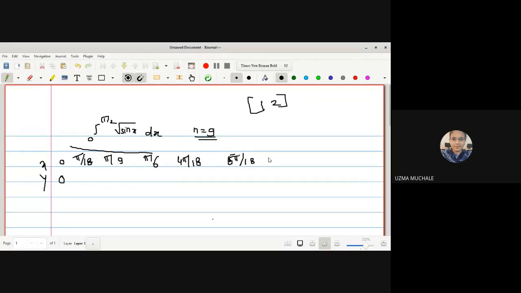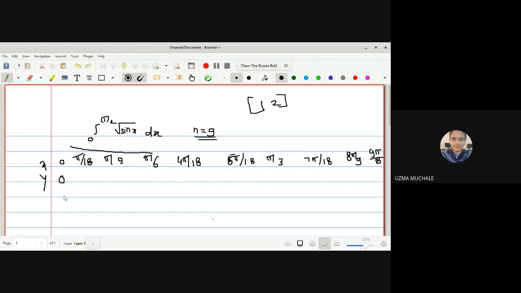Then pi by 3. Actually, it is 6 pi by 18. Then 7 pi by 18, and after that, 8 pi by 18. Next is 9 pi by 18, which will be nothing but pi by 2. Right? So we have divided this into 9 equal parts. This one is first, second, third, fourth, fifth, sixth, seventh, eighth, and ninth. Okay.